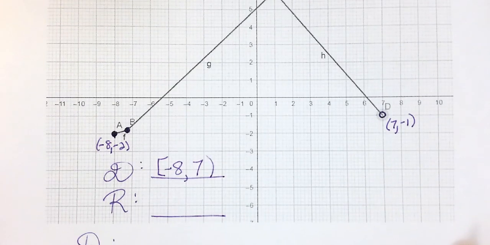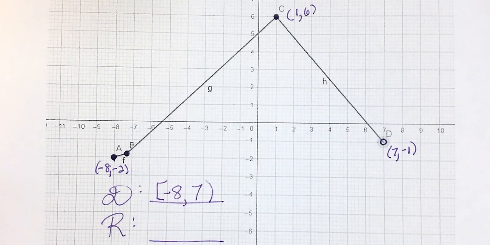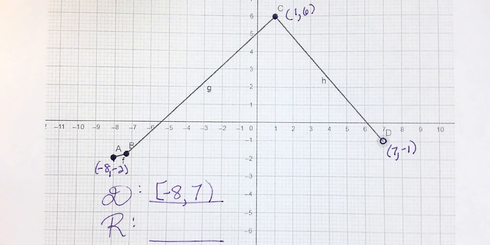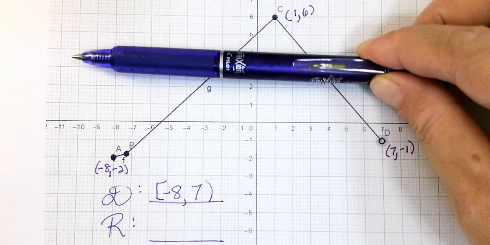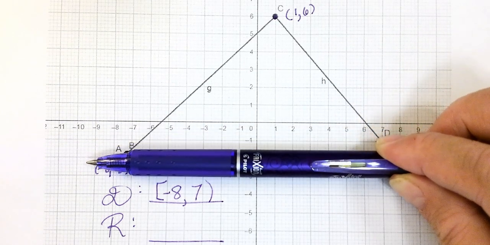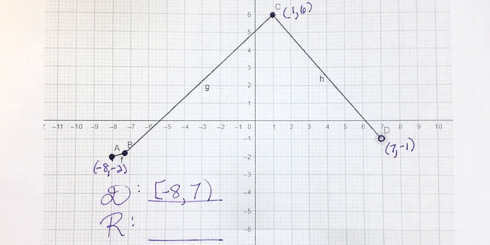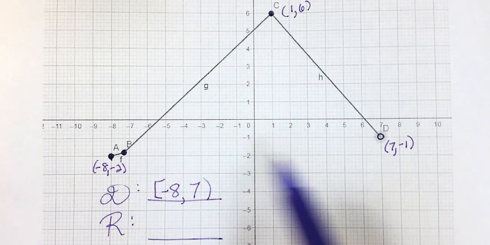Now let's look at the range. The range is the bottommost y value to the topmost y value, or the smallest y value to the largest y value on the graph. Our lowest or smallest y value, if we were to look at this and go down the graph like this, the lowest point we hit is actually this A value. So even though these both are kind of low, the A value is lower. It also has a smaller y value here than this point.